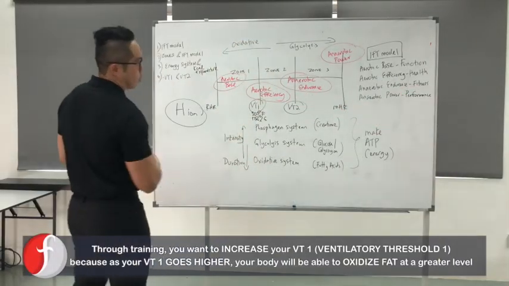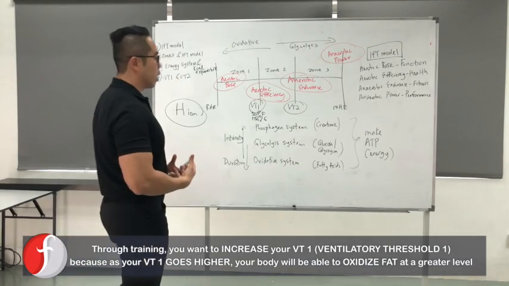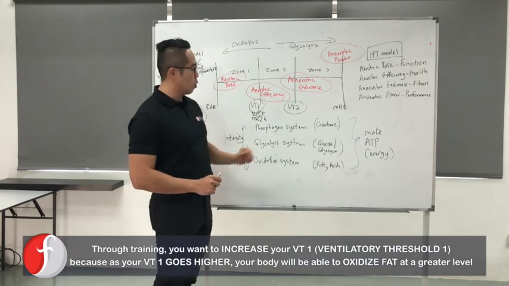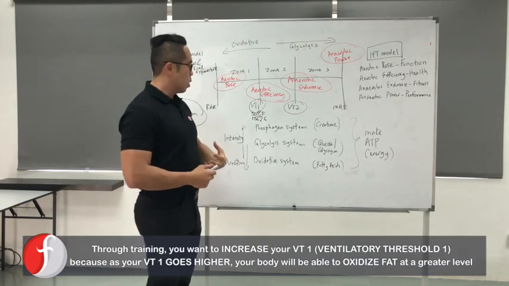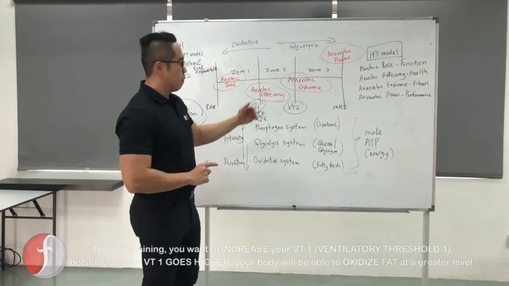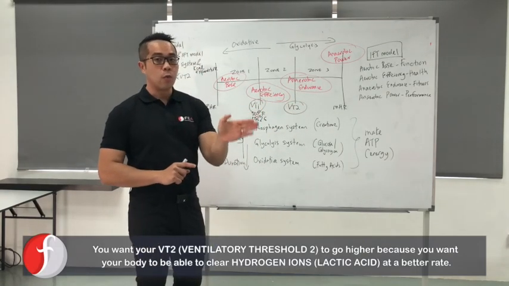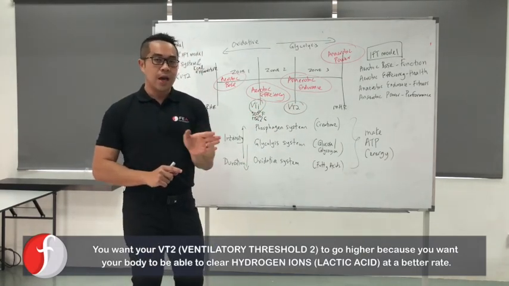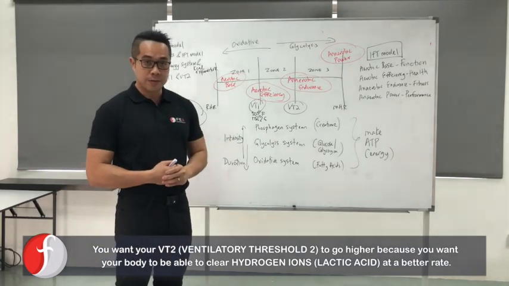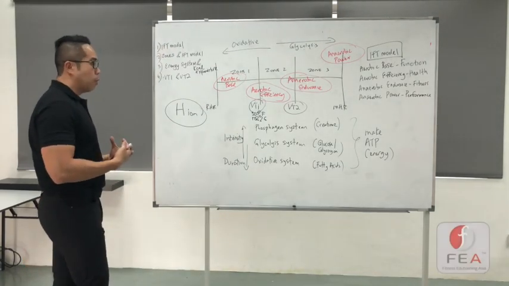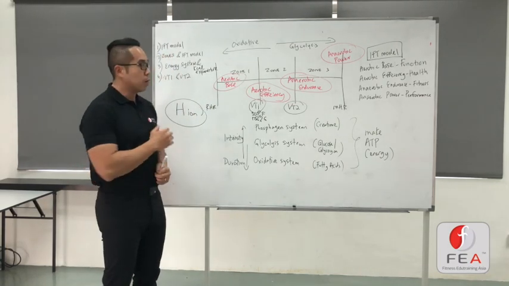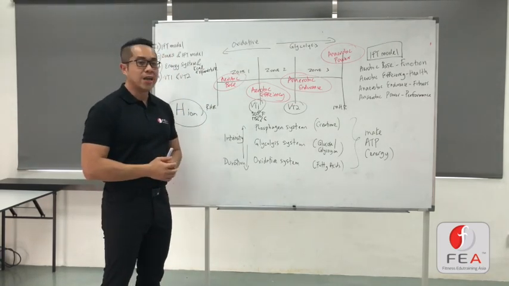If you look back at your entire zone model, through training you want to increase your VT1. Why? Because as your VT1 goes higher and higher, your body will be able to oxidize fats at a greater level. That's what you want. VT2, you want to go higher and higher because you want your body to clear hydrogen ions, or lactic acid, better, at a better rate. I hope with this explanation, you will begin to understand how the zone model relates to the energy system.